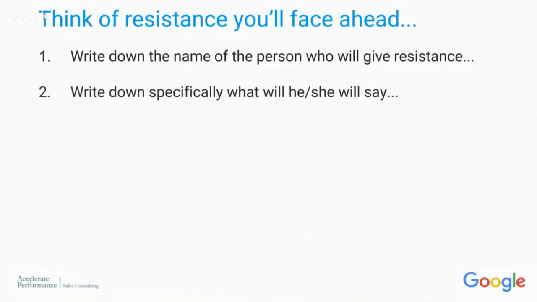Second, write down the exact quotation. What will this person say to convey their concern? In my example, it was, "Adam, we're a little bit concerned about the investment." Take 10 seconds to write down the specific quotation he or she will say to communicate their concern or resistance.